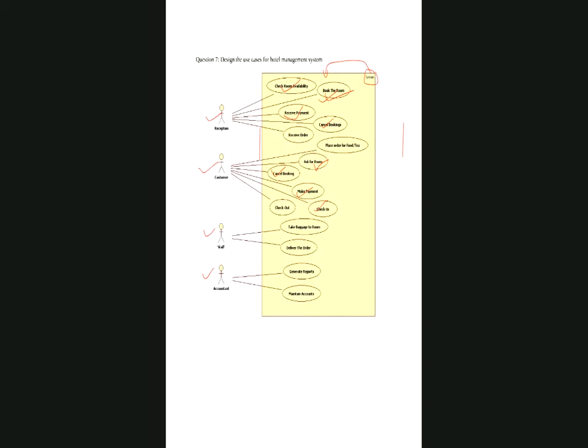The staff will help him to take his baggage to the room. Okay, to take baggage to the room. When he is leaving, at check out, again they will help him to take the baggage out of the room. Okay.